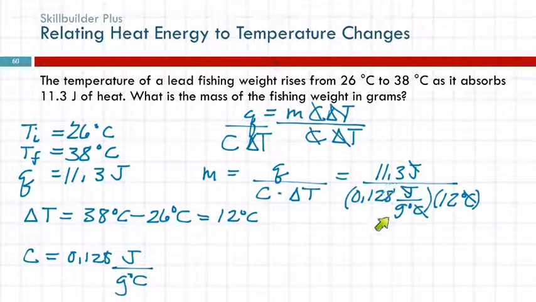When you're doing this on your calculator, be careful. If you really want to do 11.3 divided by 0.128 times 12, you need to put parentheses around that. What I do is I divide. I'm dividing by 0.128 and I'm dividing by 12. So 11.3 divided by 0.128 divided by 12. So the mass, and this is going to have 2 sig figs, 7.356 grams, or 7.4 grams.